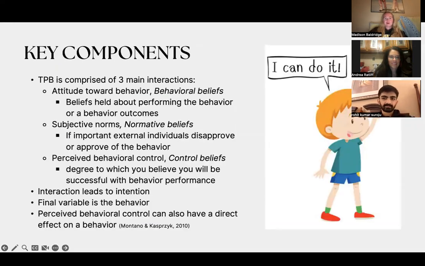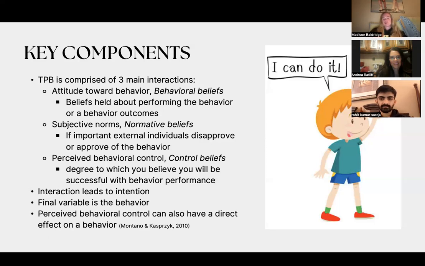Some of the key components of the theory of planned behavior is that it's comprised of three interactions. These three interactions are our attitude towards our behavior or our behavioral beliefs, the subjective norms or normative beliefs, and the perceived behavioral control or control beliefs. Behavioral beliefs are beliefs that we personally hold about performing the behavior or the behavior's outcomes. The difference between this and normative beliefs or subjective norms is that subjective norms are external, and it's what we deem as important individuals. It's the opinion that they hold about an action, whether they approve or disapprove of a behavior.